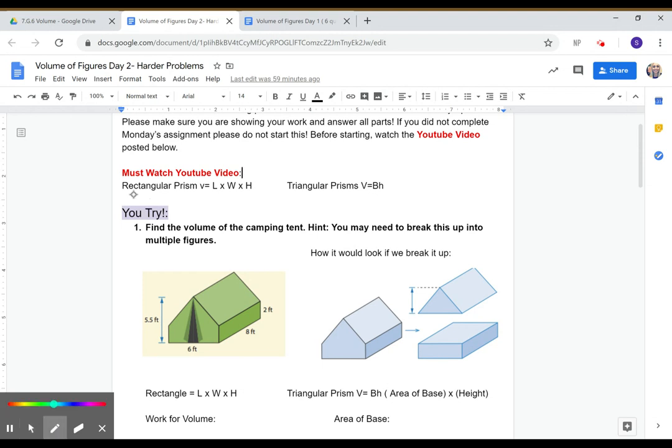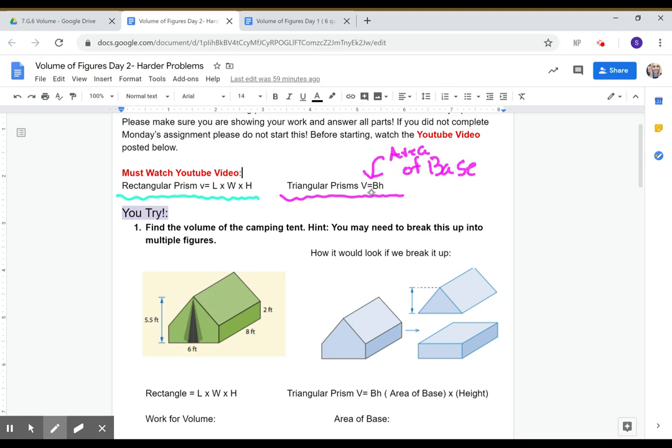We talked about if we have a rectangular prism, I'm using length times width times height. And if it's a triangular prism, that means the bases are triangles, I use volume equals big B, which means the area of the base, times the height.